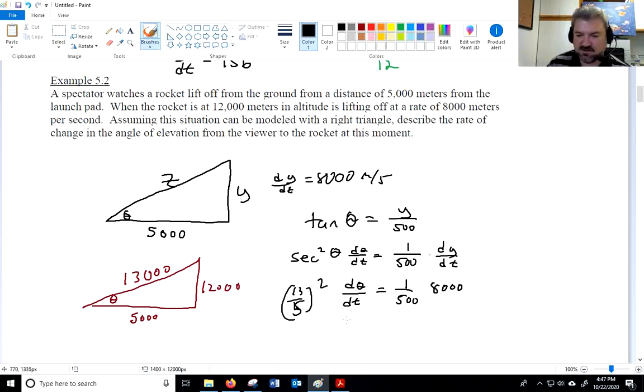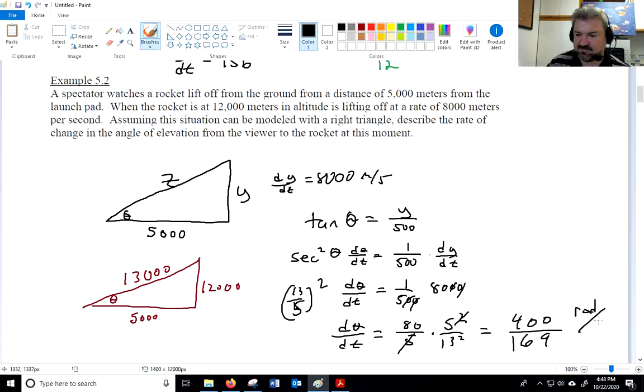All right, so that tells me that dθ/dt is equal to, let me cross out a couple zeros here, 80 over 5 times 5 squared over 13 squared. So I'll lose one of these 5s. And so that's 400 over 169, and that is in radians per second.